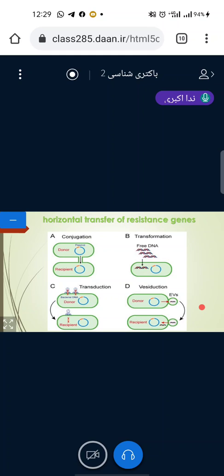As you see here, for example, in part A, we have two bacteria. One of them is donor and the other one is recipient. The donor has a resistance gene to, for example, an antibiotic, and through conjugation, a recipient bacteria acquires a resistance gene. Or in part B, through transformation, this bacteria acquires a resistance gene. In part C, through transduction by a bacteriophage, the recipient bacteria acquires a resistance gene. So these methods help the bacteria to acquire resistance genes.